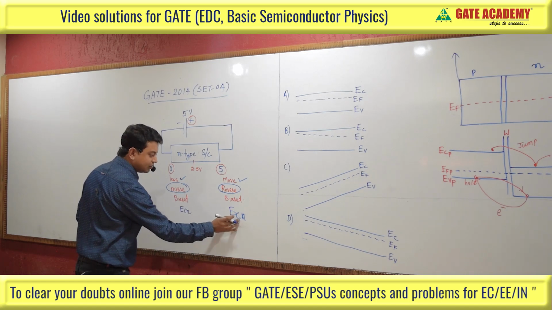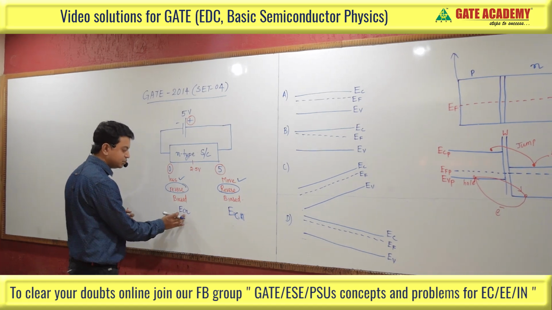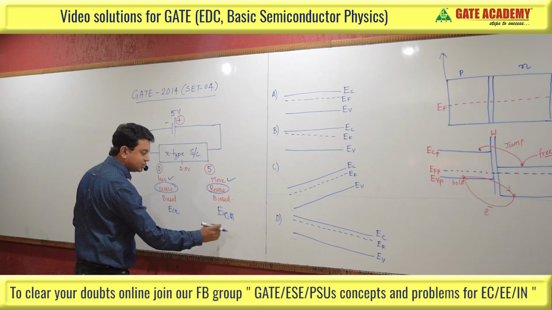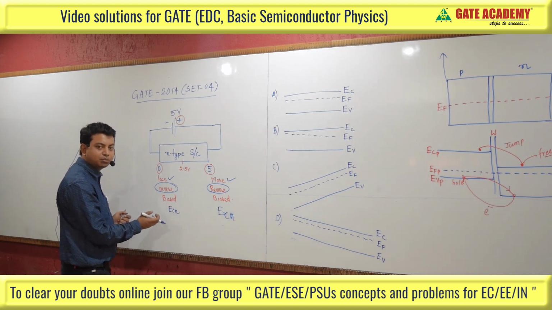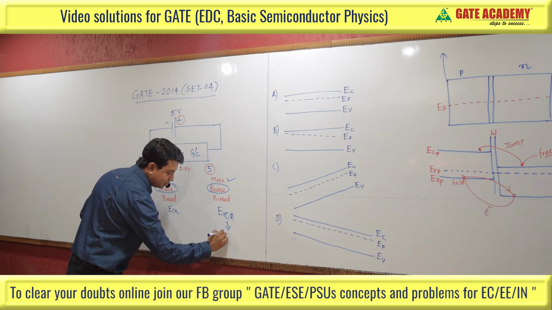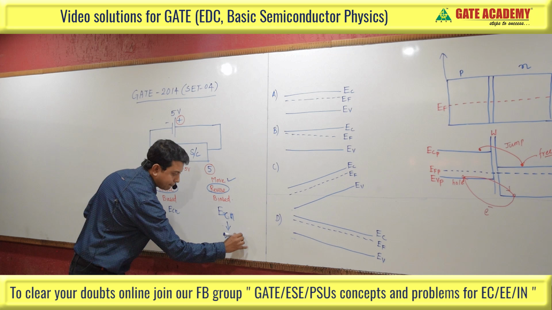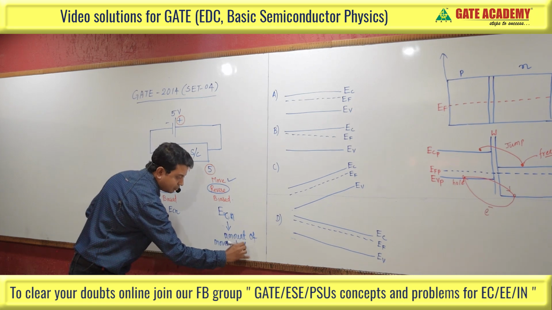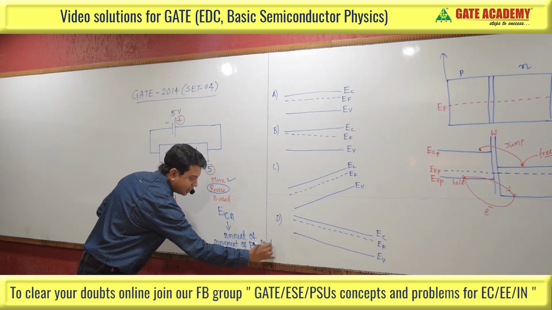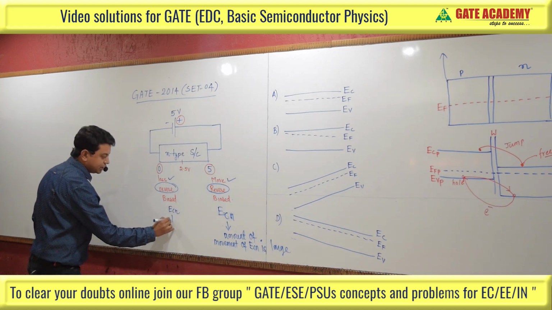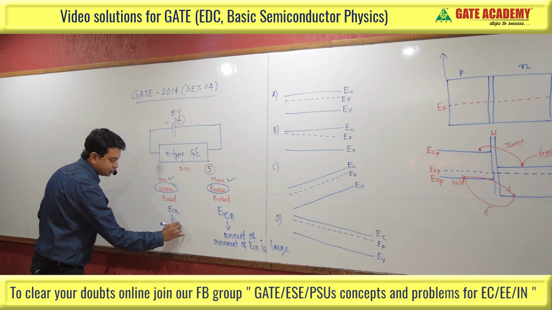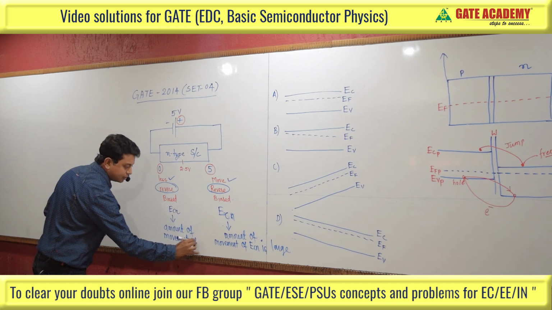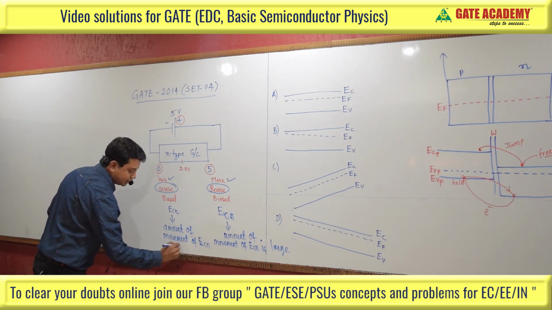So on this side the conduction band energy level will move down, and on this side also the conduction band energy level will move down, but here the amount of movement of ECN is large, and here, if you see, the amount of movement of ECN is less.